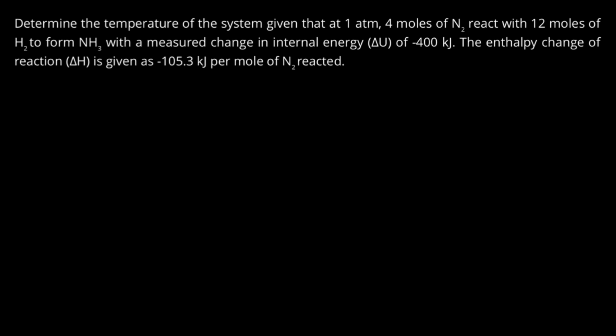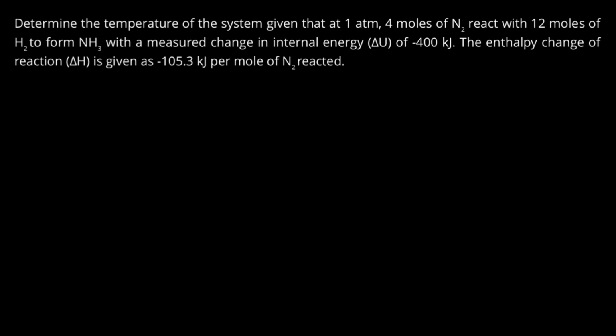Determine the temperature of the system given that at 180 m, 4 moles of nitrogen gas react with 12 moles of hydrogen gas to form ammonia with a measured change in internal energy, delta U, of negative 400 kJ. The enthalpy change of the reaction, delta H, is given as negative 105.3 kJ per mole of nitrogen gas reacted.